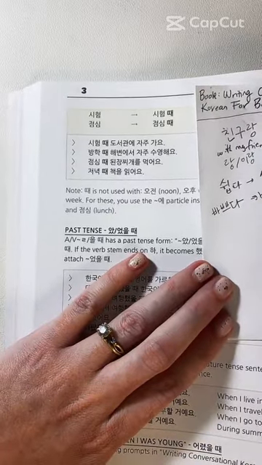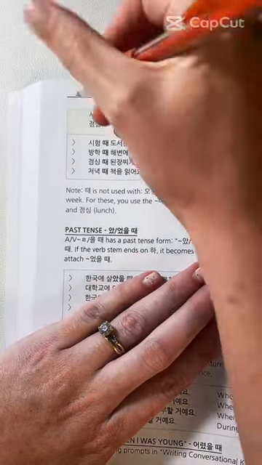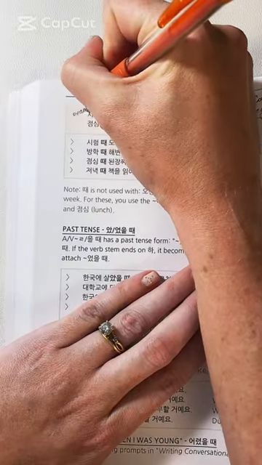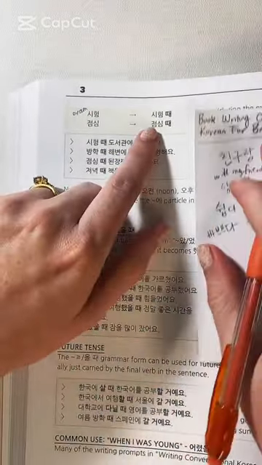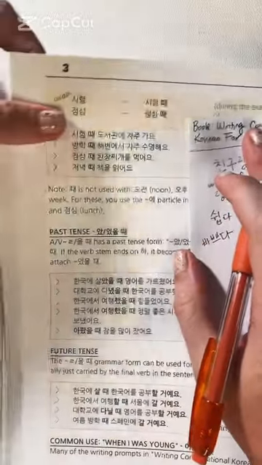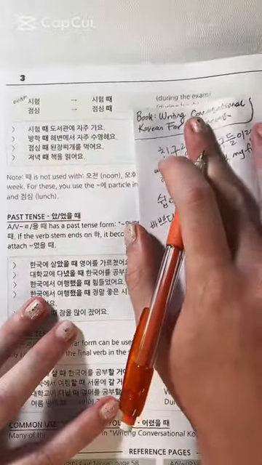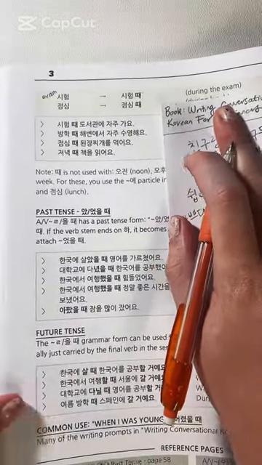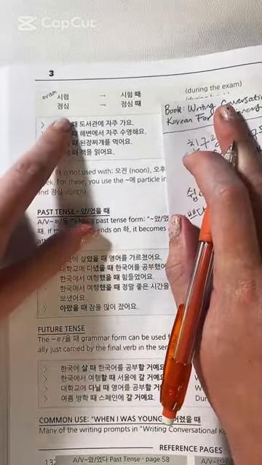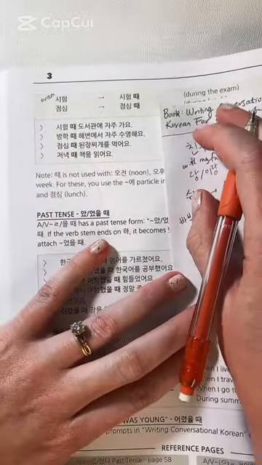Exam. Shihom means exam or test. So shihom te means during the exam, or during exam times as well. Yeah, exam or test. What about jomshim? What does jomshim mean in Korean?